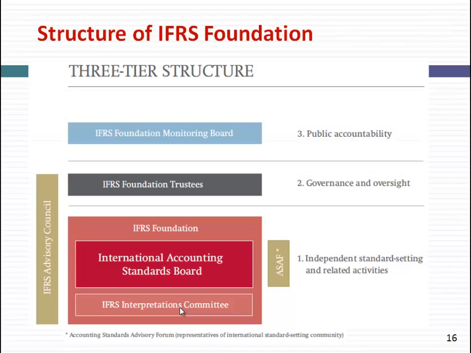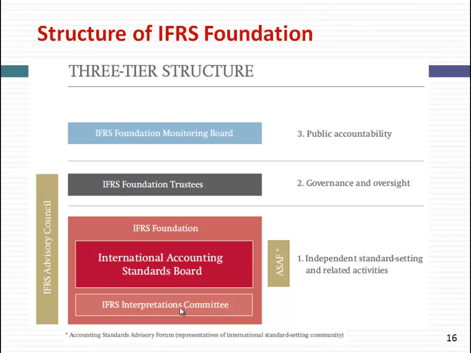Structure of the IFRS Foundation. The IFRS Foundation consists of a three-tier structure: a monitoring board, the IFRS Foundation, IASB, IFRS Interpretation Committee, IFRS Advisory Council, and support operations. The monitoring board appoints and monitors trustees of the IFRS Foundation. The IFRS Foundation trustees are responsible for governance of the IFRS Foundation. They are also responsible for appointing members of IASB and the Interpretation Committee, and for making available finance for activities of the IFRS Foundation and IASB.